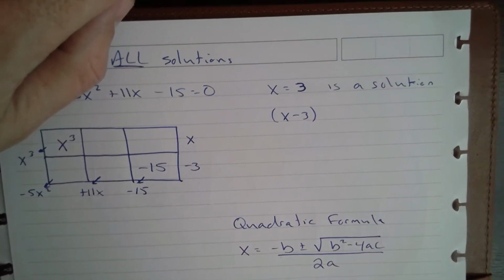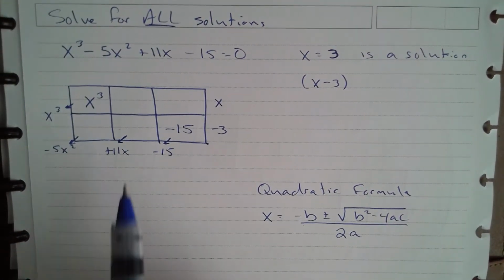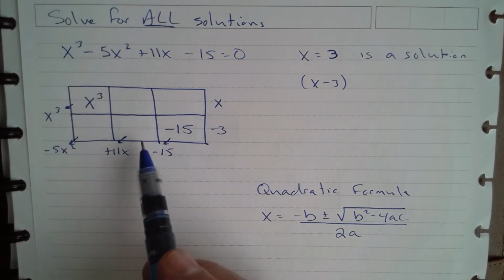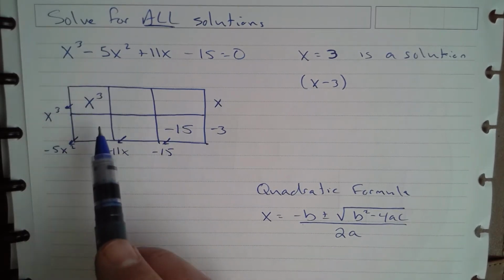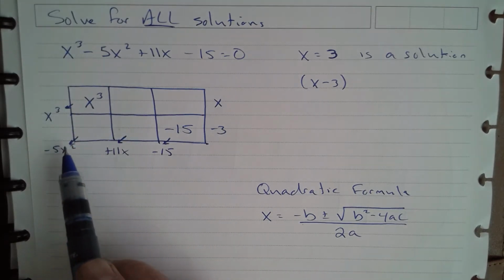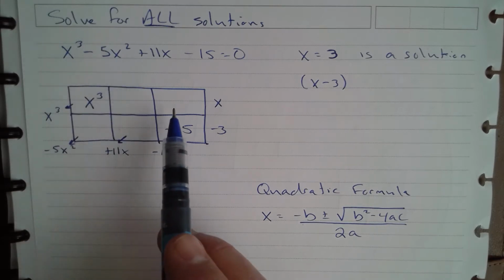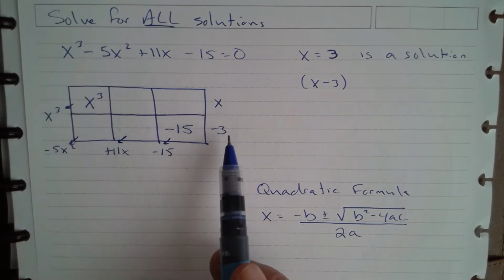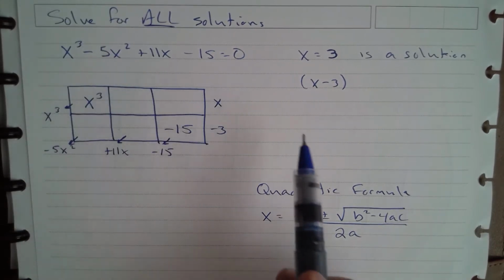So after setting up my box, I've got again two middle terms, so therefore I need those two diagonal columns, and the first term and the last term means 3 total columns. This is x cubed. This diagonal would combine the middle terms to get negative 5x squared, plus 11x, minus 15, and one of the factors is x minus 3. This will be the other factor here.